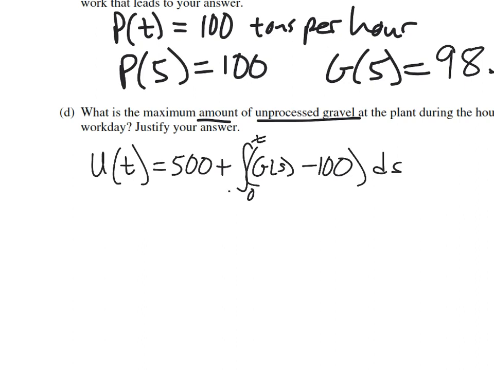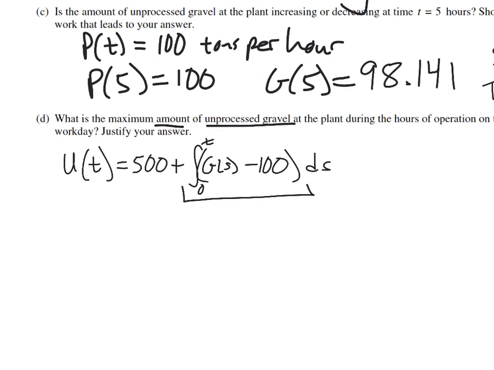And we've got to connect these rates because they're acting: this is decreasing the amount of unprocessed gravel. This is increasing the amount of unprocessed gravel. And we started with some unprocessed gravel. All right, and so the question is this. The question is, when will we have a maximum or minimum? Just maximum. We don't care about minimum. So maximums happen when the derivative is 0. So U of t will be a maximum when the derivative is 0.